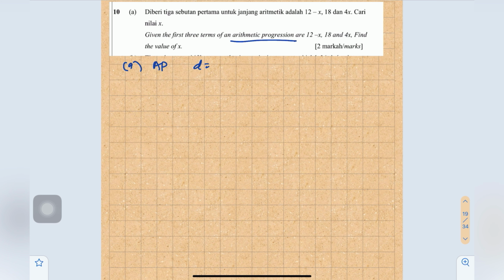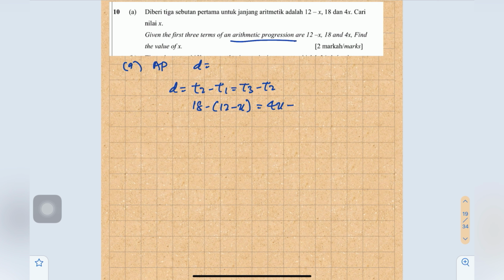So we just substitute 18 minus, don't forget to put the bracket, 12 minus x equals T3, which is 4x minus 18. Then we simplify, we get 18 minus 12 plus x equals 4x minus 18. So we get 3x equals 24. So then we get x equals 8.